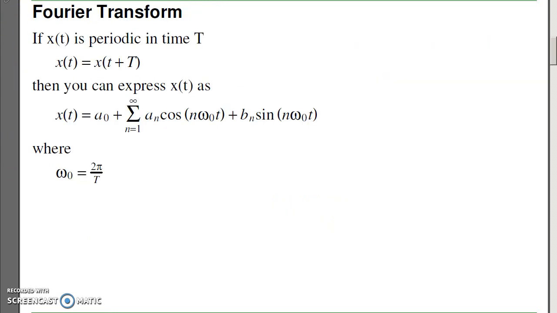So what the Fourier transform says, if my input is periodic in time t, that's what this says. X of t is x of t plus capital T. Every capital T seconds, the period, the signal repeats, hence it's periodic. If that's the case, then I can express x of t in terms of a DC term and a bunch of sines and cosines, where each of these is a harmonic or multiple of the fundamental.